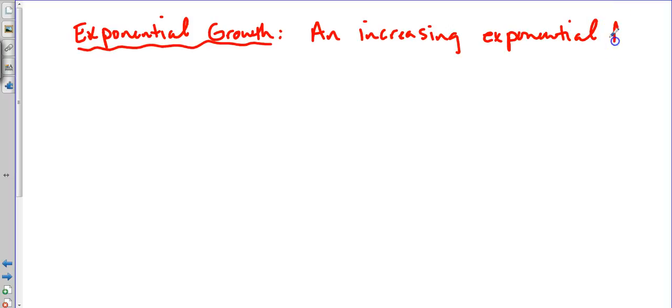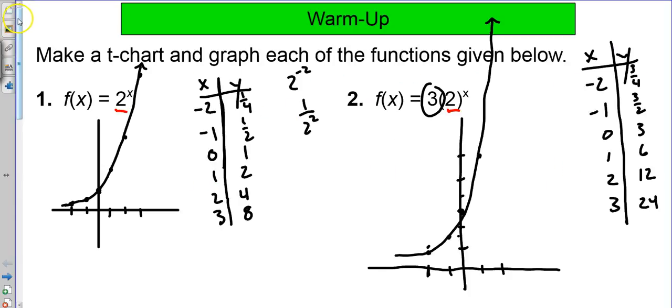So exponential growth is essentially an exponential function that is increasing. So it's an increasing exponential function. All right, so if we look back, we've got these two functions are increasing. They're getting greater and greater. Our output, our f of x or our y, is getting greater and greater as x increases. So those are increasing exponential functions. So we would call these exponential growth, both of these.